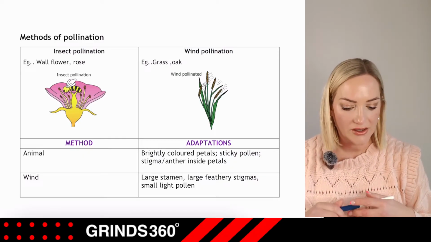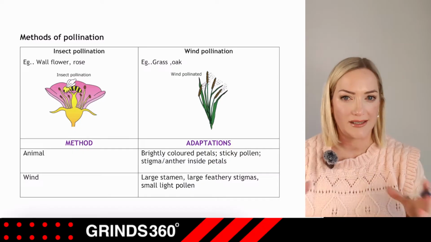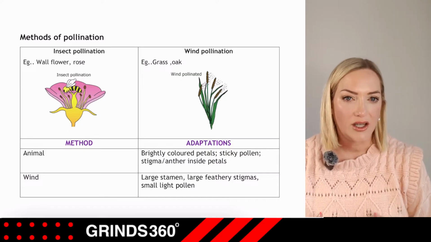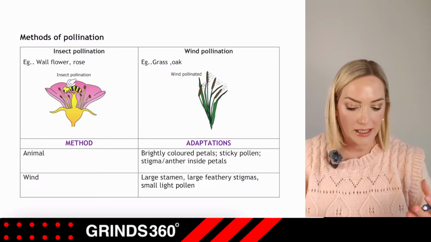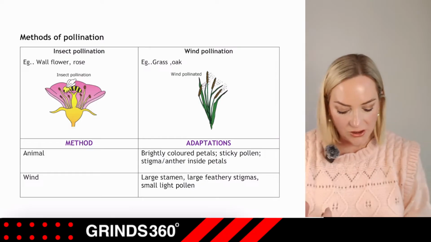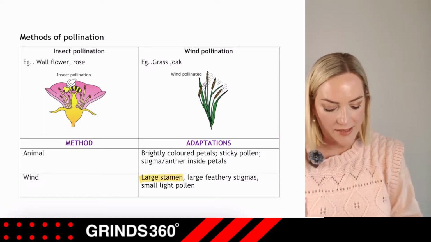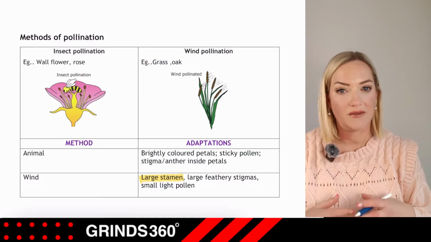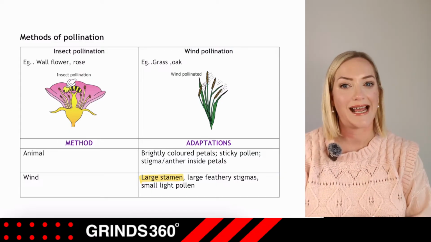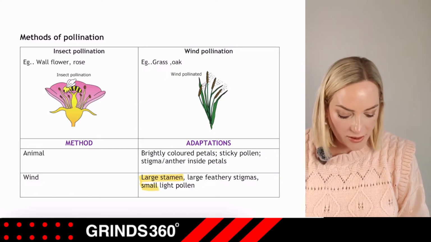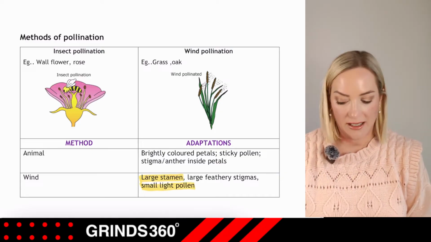Now, wind pollination. It's usually a grass, or I have there oak. With wind pollination, there are no nice brightly coloured petals. There usually is a very large stamen, and usually the stigmas can also be very large and feathery, and they're going to hang outside of the plant. The pollen though is very small and very light.